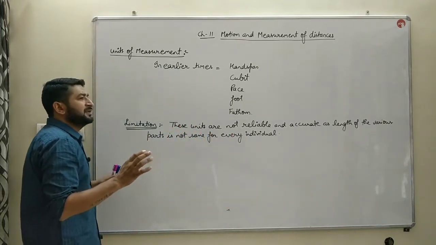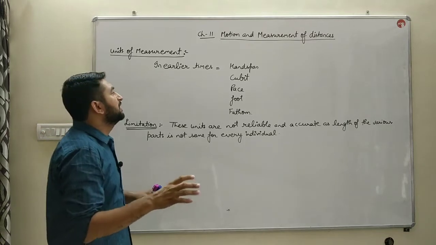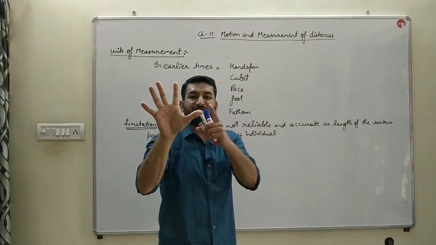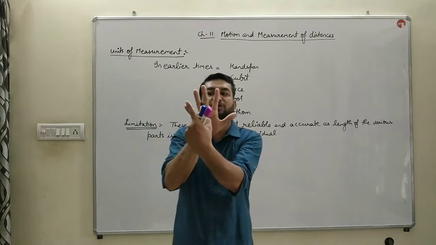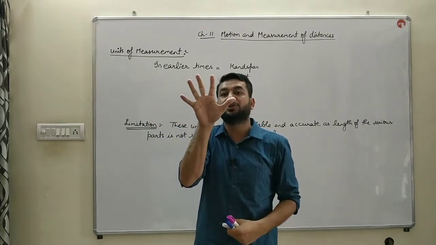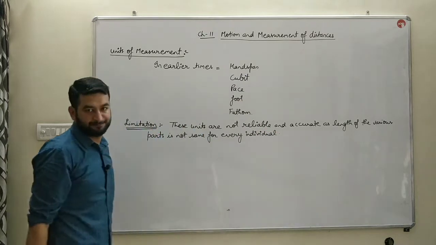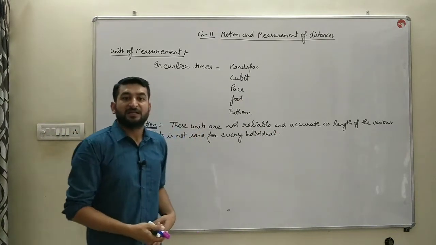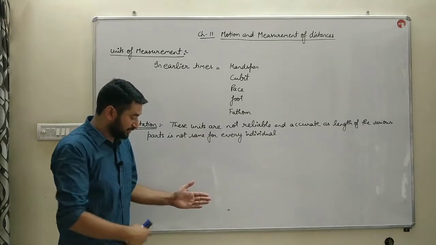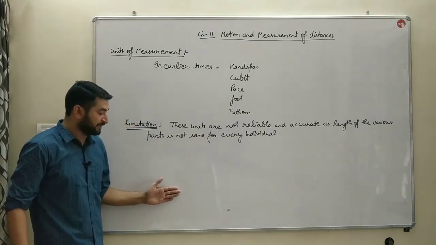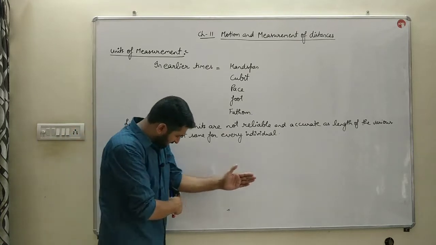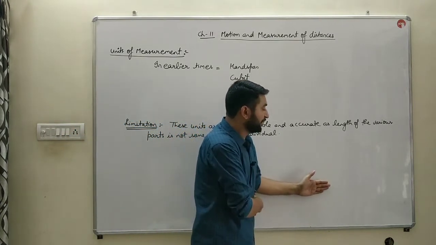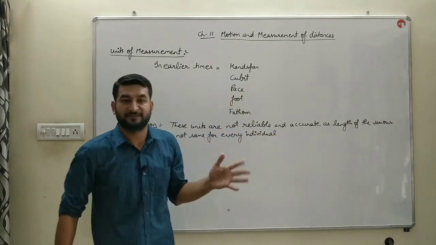For rough measurement, nowadays also we are using the unit like hand span. What is hand span? This distance from this tip of the thumb to this tip of the last finger is known as a hand span. Next is cubit. The length of the arm is known as cubit. This is 1 cubit. This is 2 cubits. This is 3 cubits. So this is cubit.